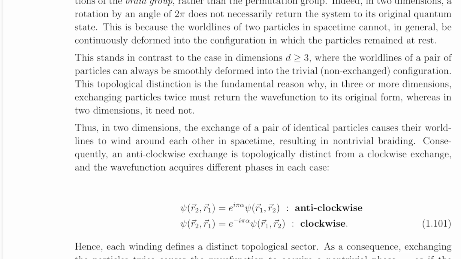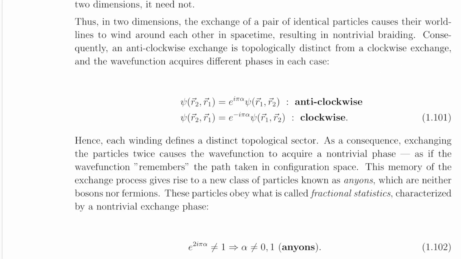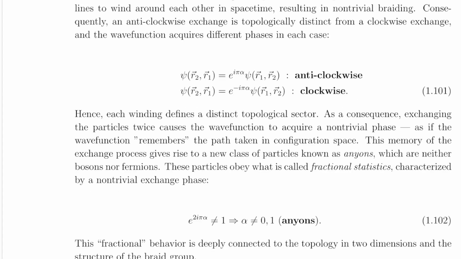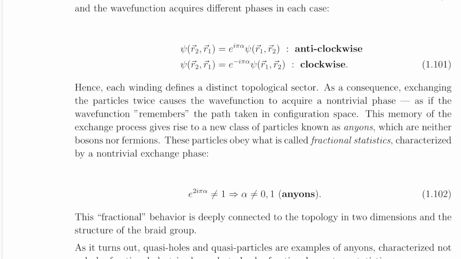When two particles are exchanged, the wave function can pick up any phase, not just plus or minus 1. If that phase is e to the i pi times alpha, then alpha can be any real number between 0 and 1. That's where the term anyon comes from. They can be anything between bosons and fermions. And it gets even stranger. In two dimensions, a clockwise and counterclockwise exchange are not the same. The system remembers the direction. This memory defines the topological nature of the excitation.